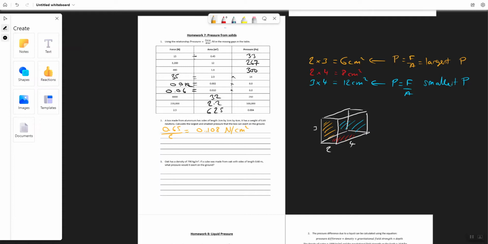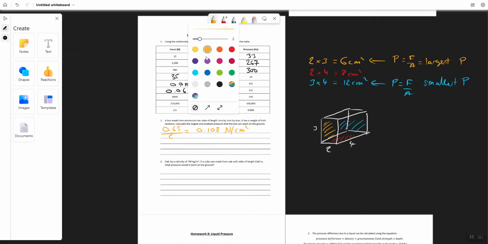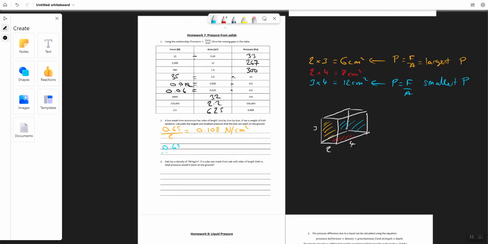And then the other one is going to be, go back to my blue coloured pen. I've got 0.65 over 12, which is 0.054 newtons per centimeter squared. Okay, so that's a smaller pressure because it's a small number. This is actually half the size, and this one would be in the middle.